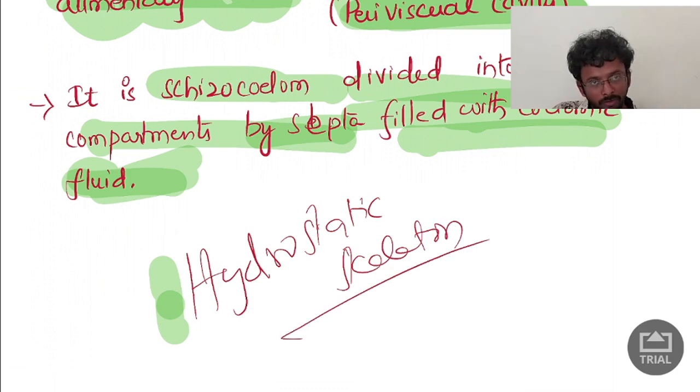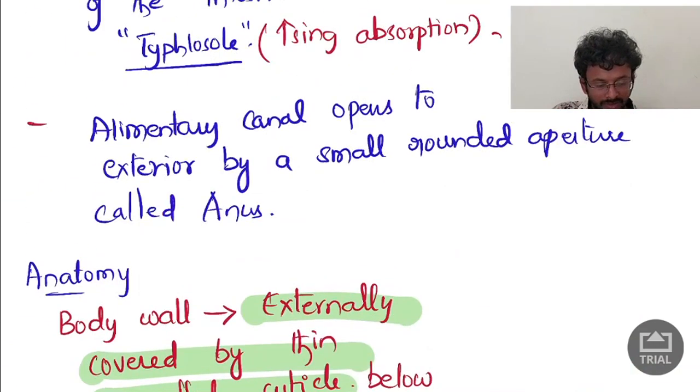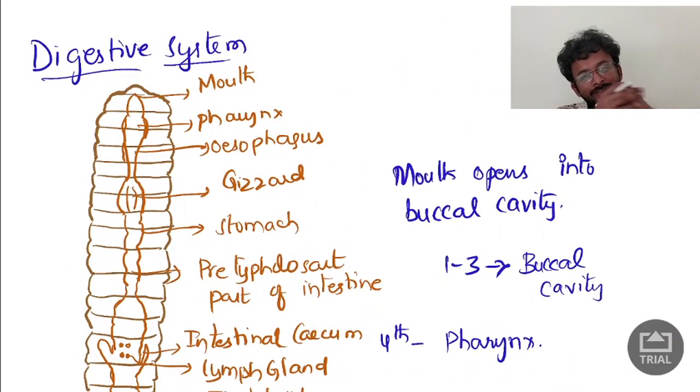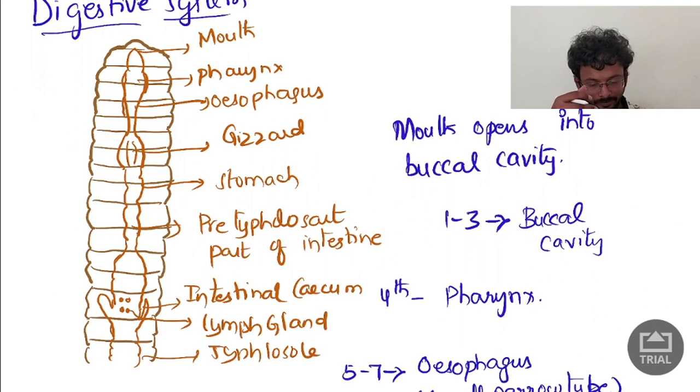This is about the anatomy of earthworm. Coming to the digestive system, we already know that it starts from the buccal cavity and ends with an anus. Now let us see. It is very easy and interesting too. Buccal cavity, the mouth, is nothing but what?